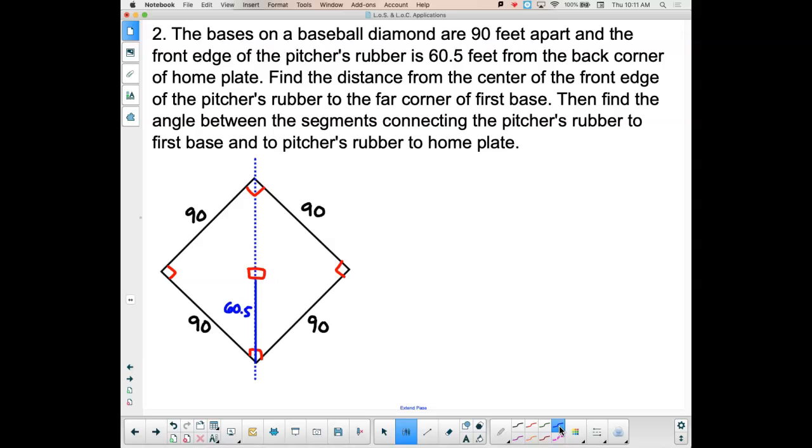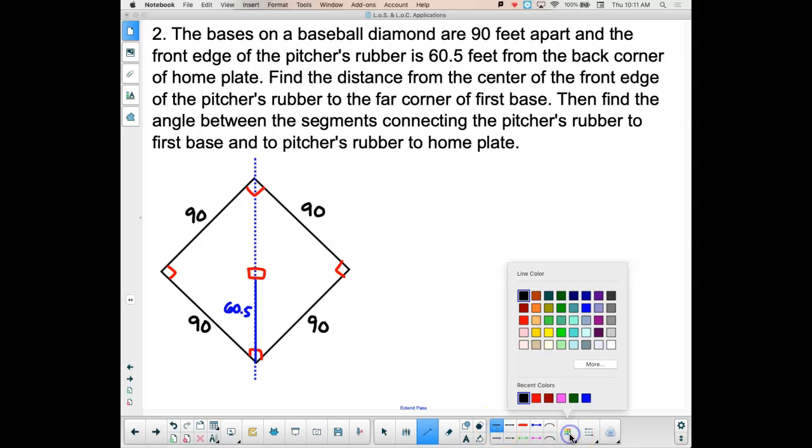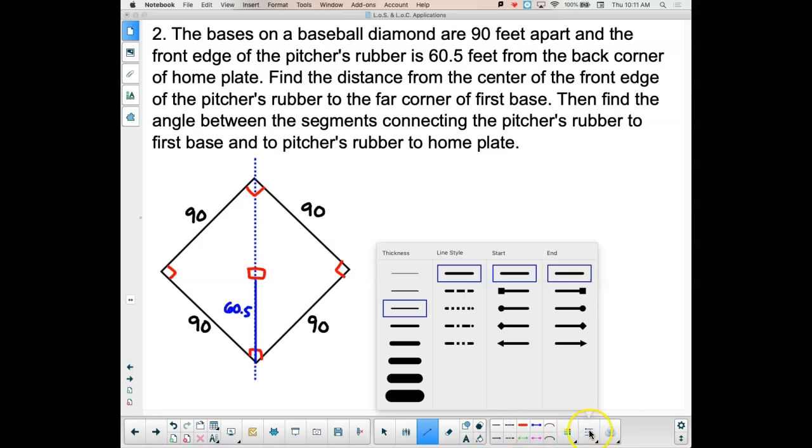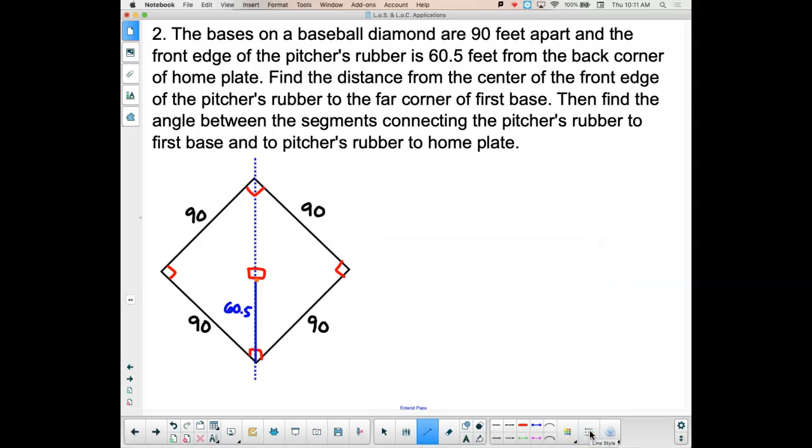What are we trying to find? The distance from the pitcher's mound to the far corner of first base. Let's call it X. We have side, angle, side. We have an angle, 45 degrees.